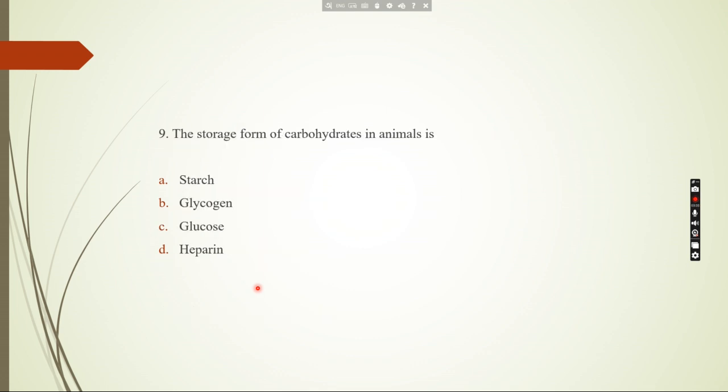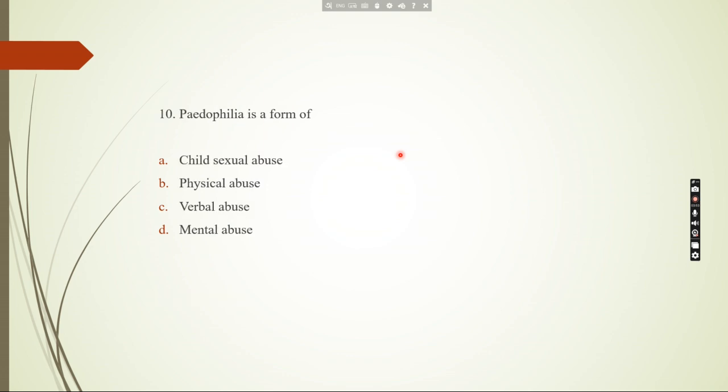So as a nurse, I should first check the history of the patient for any pharyngitis symptoms. Then, the storage of carbohydrate in animals is, the options are starch, glycogen, glucose and heparin. Here it is in animals, so the right answer is glycogen. If the question is about plants, the answer will be starch.